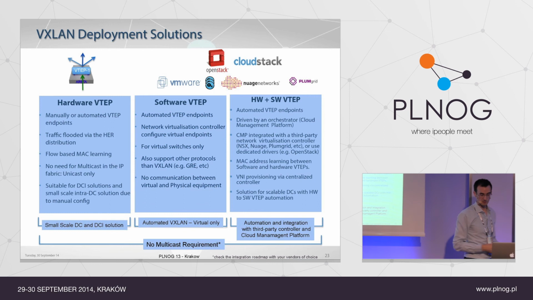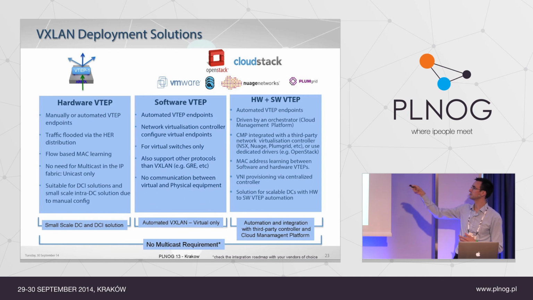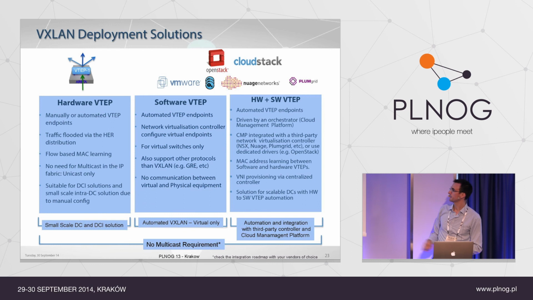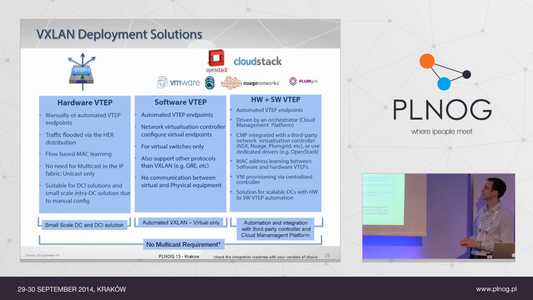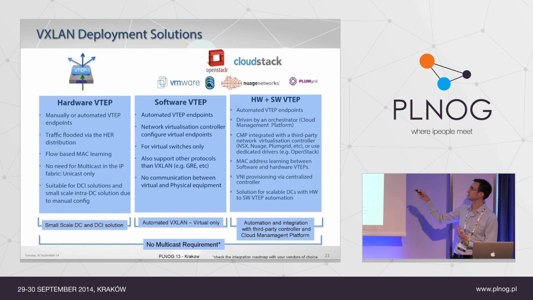So I've illustrated a few commonly known cloud management platforms, OpenStack, CloudStack, etc. And the network virtualization controllers, a few of them, but those that can deal with software networking and hardware networking altogether are, for example, VMware NSX, Nuage Networks, PLUMgrid, and some others.